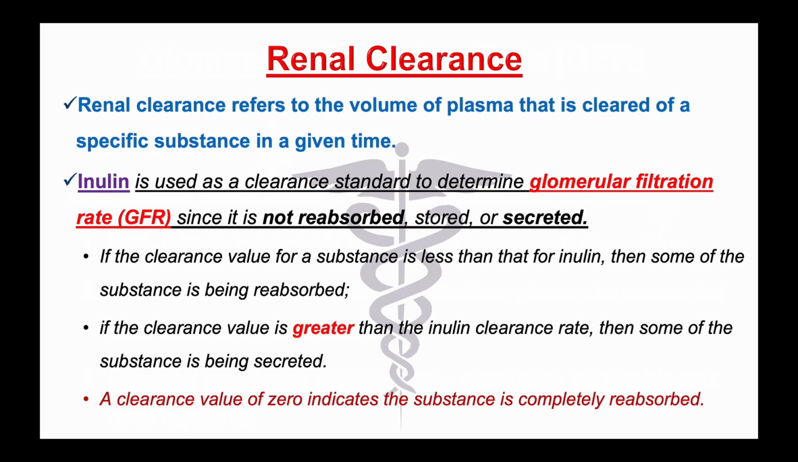Then what is renal clearance? It refers to the volume of plasma that is cleared of a specific substance in a given time. Inulin is used as a clearance standard to determine GFR since it is not reabsorbed. If the clearance value of a substance is less than that of inulin, then some of the substance is being reabsorbed. If the clearance value is greater than the inulin clearance, then some of the substance is being secreted. A clearance value of 0 indicates the substance is completely reabsorbed.